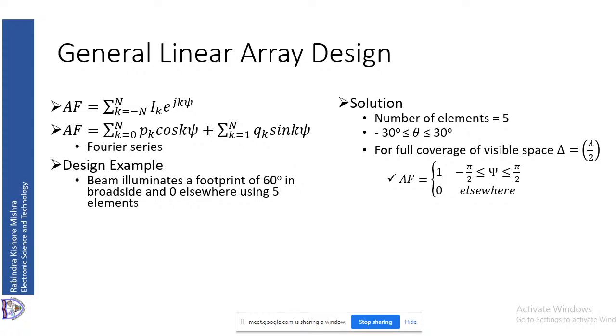So for full coverage of the visible space, delta will be equal to lambda by 2. If delta is less than lambda by 2, then we will not get the full coverage of minus 30 to 30. If it is greater than that, there is a possibility of getting lobes. So considering this, my array factor will be 1 when minus pi by 2 is less than psi is less than pi by 2, and it will be 0 elsewhere. This is given to me.